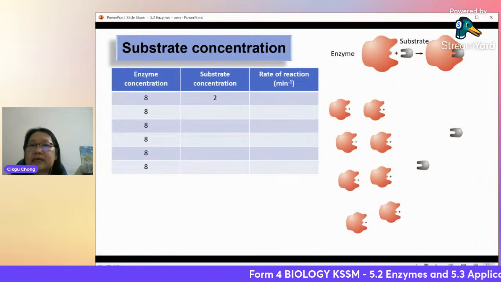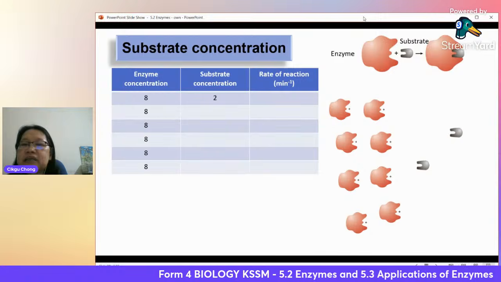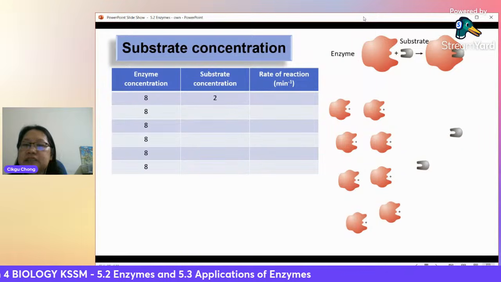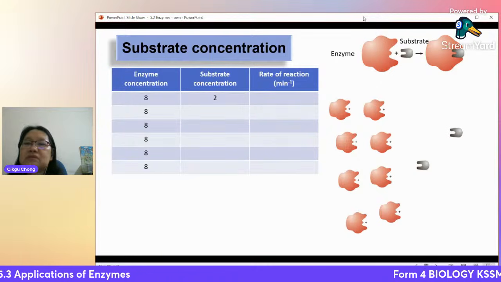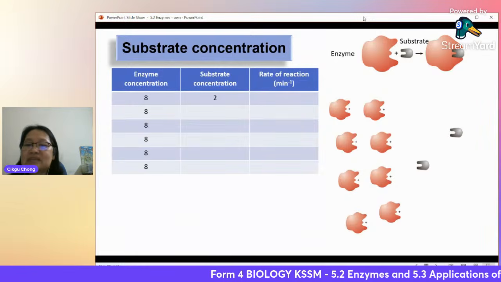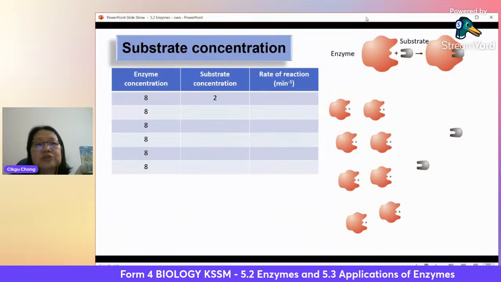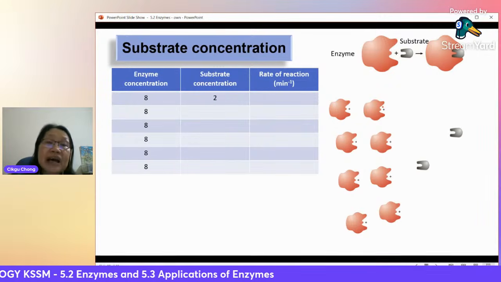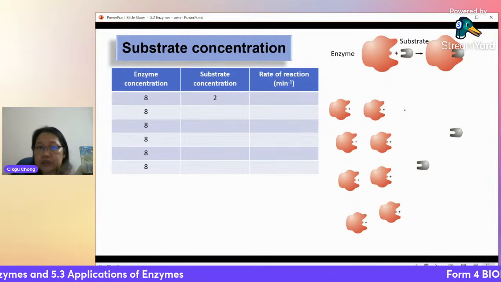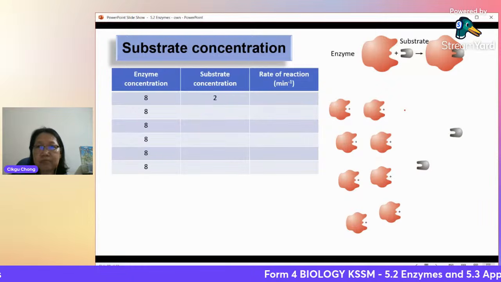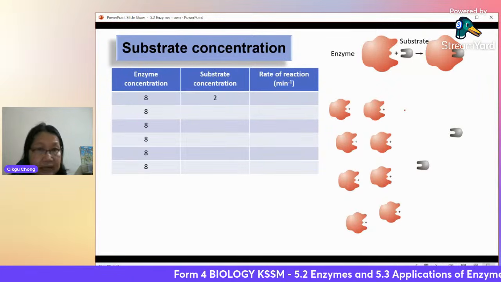Nabila, Mia, is my answer going to be 2 or is it going to be 8? Can you tell me? Or maybe Matthew, or Kaiwen, or Yushan, Edmund. Yes, good. Mia, correct. Because you only got 2 substrate. Only 1 substrate will fit into 1 enzyme. Because I've only got 2 substrates, I can only get 2 substrate produced per minute.